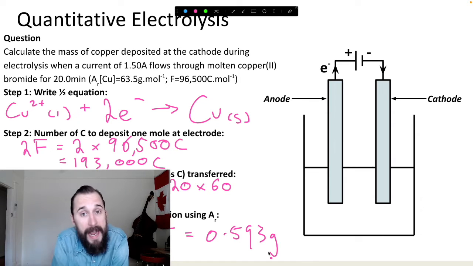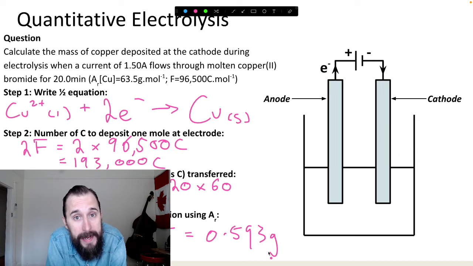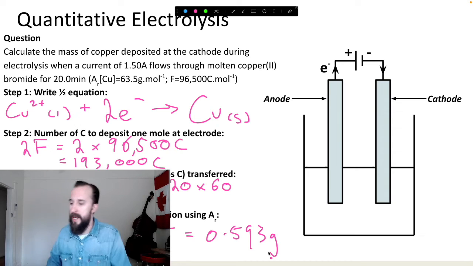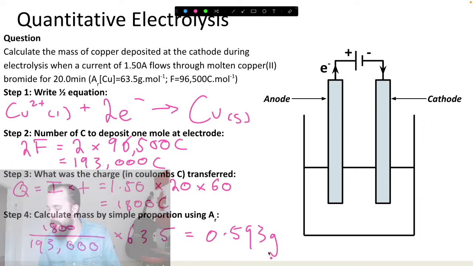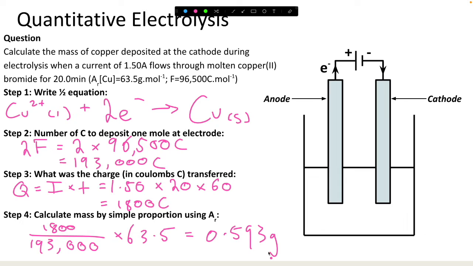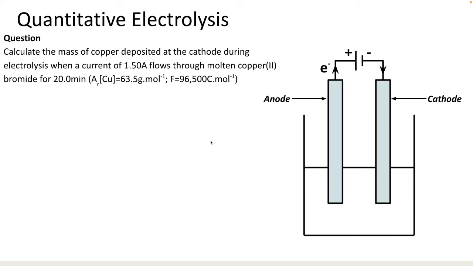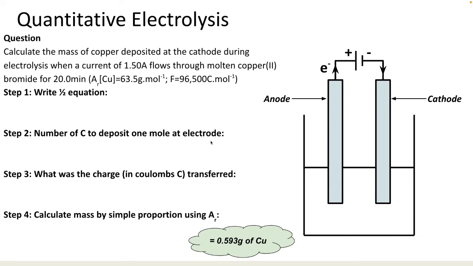So quantitatively, we're determining how much mass we're going to be producing at the electrode based on how much charge we're supplying to this system, which is a very useful thing to be able to do. Righto, so there we go, 0.593 grams of copper.